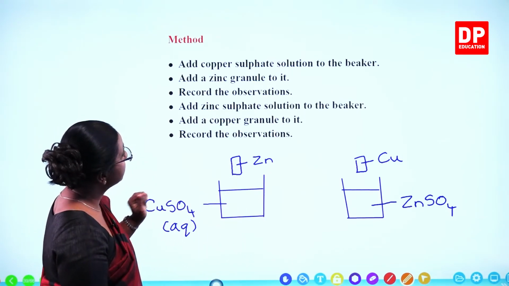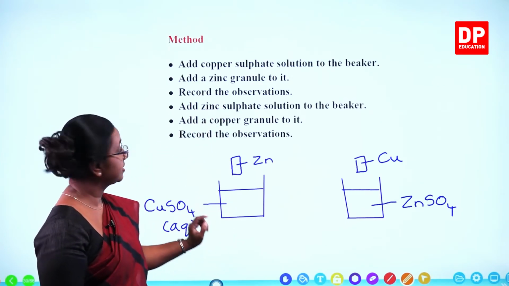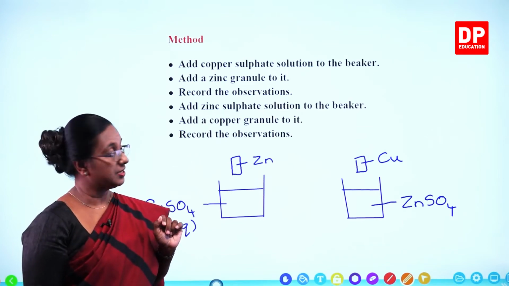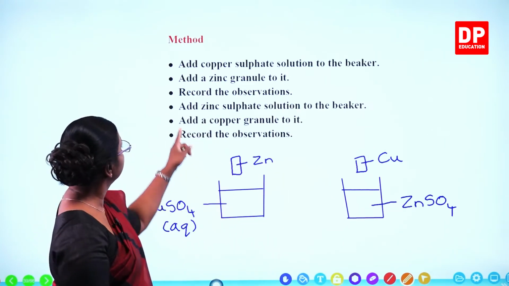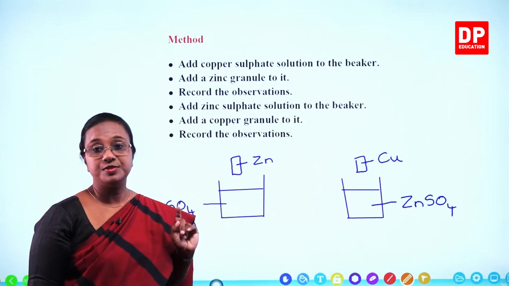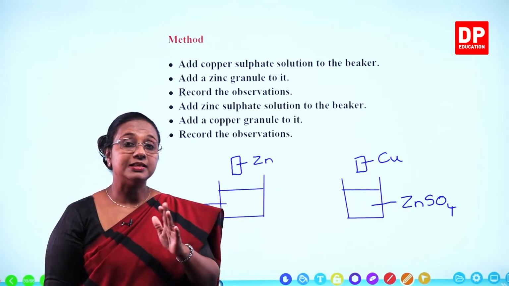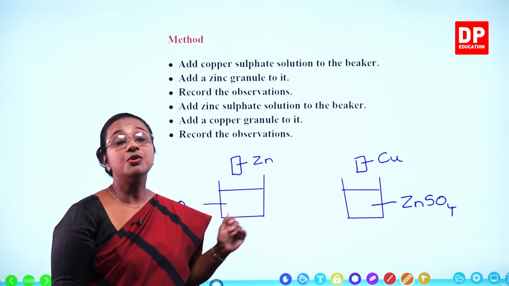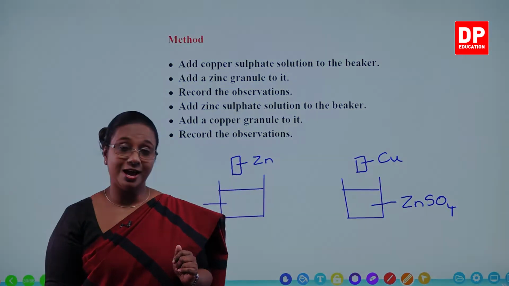Add copper sulfate solution to the beaker. Add a zinc granule to it. Record the observations. Add zinc sulfate solution to the beaker. Add a copper granule to it. Record the observations. So we will do these 2 activities. We will compare the results of the 2 activities. So let's go to the lab and do the activity now.